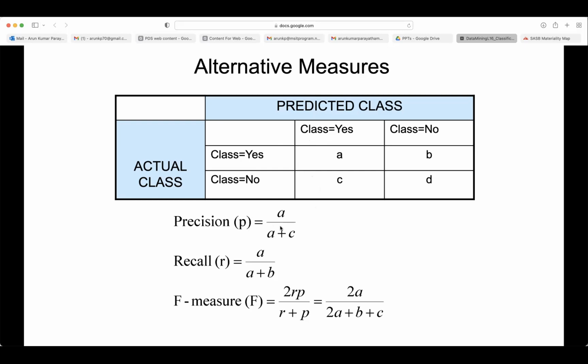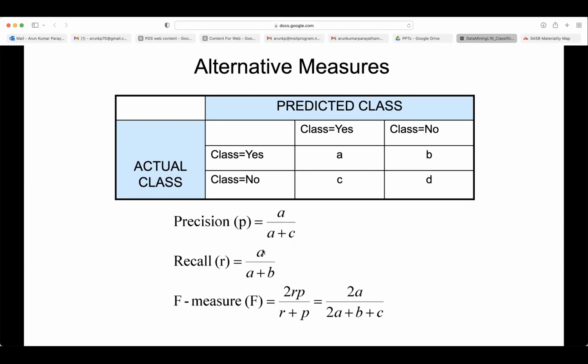So if you say a person is a fraudster, how accurate you are, that is called precision. How precise you are in defining a person as a fraudster or intruder. You are labeling A plus C people as fraudsters, but how many are real fraudsters? Only A, meaning the percentage of real fraudsters in total predicted fraudsters. That is nothing but how precise you are. If you say that is a fraudster or intruder, how precise you are in predicting that. That is called precision.